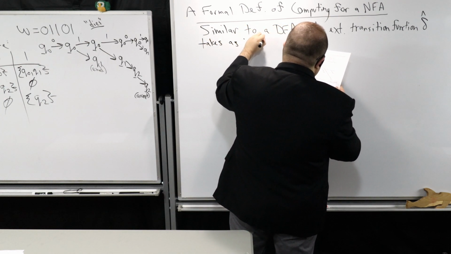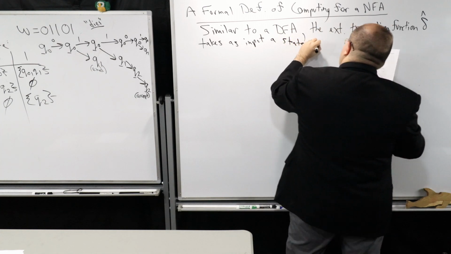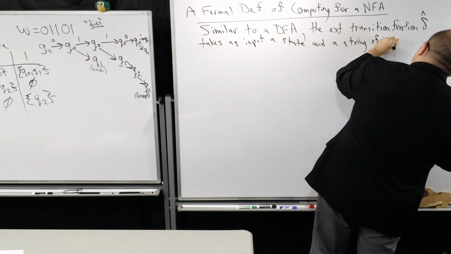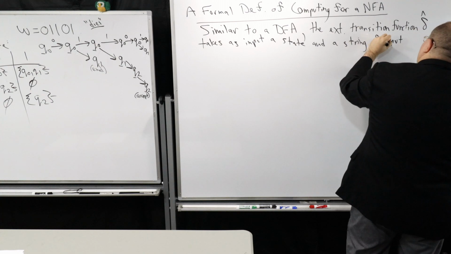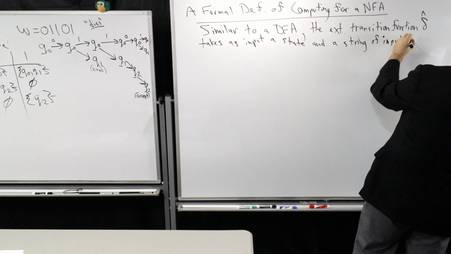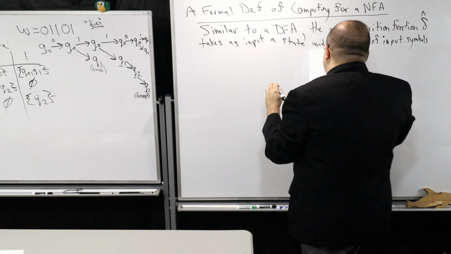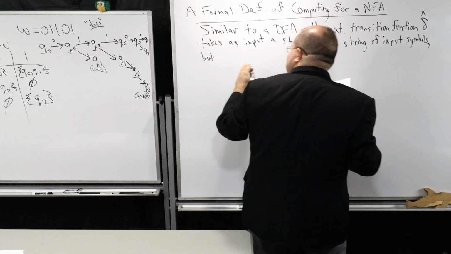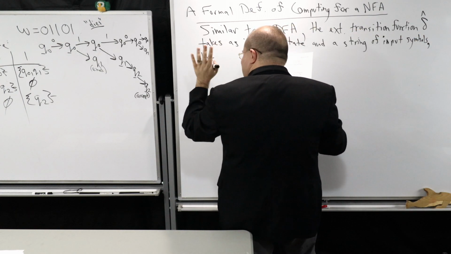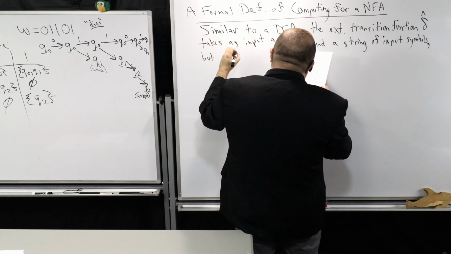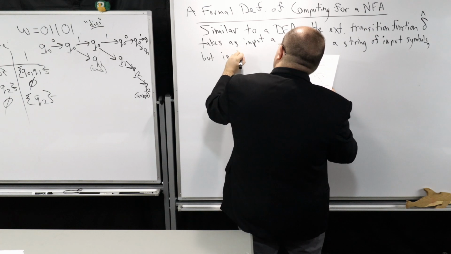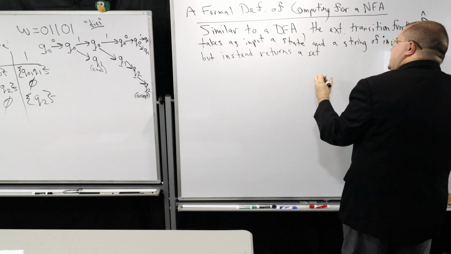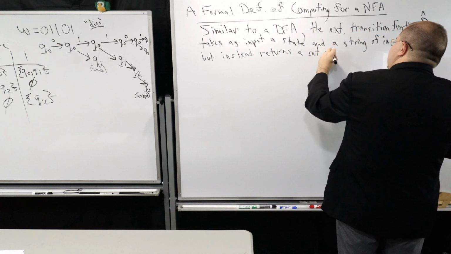Okay, good. So the extended transition function delta hat takes as input a state and a string of input symbols, but, this is the big but, instead returns a set of states. Which is what you would expect, because the NFA, when you transition, returns a set of states.